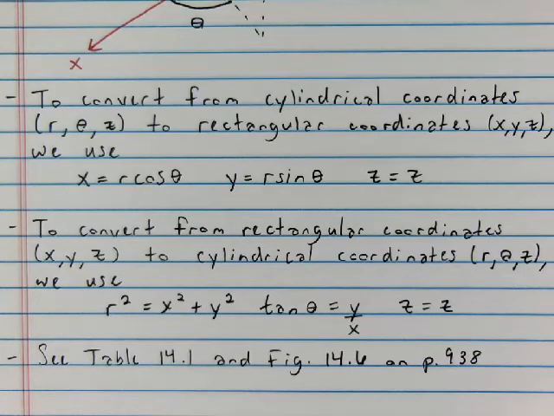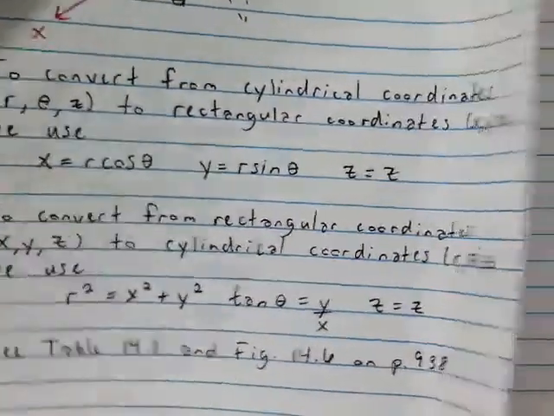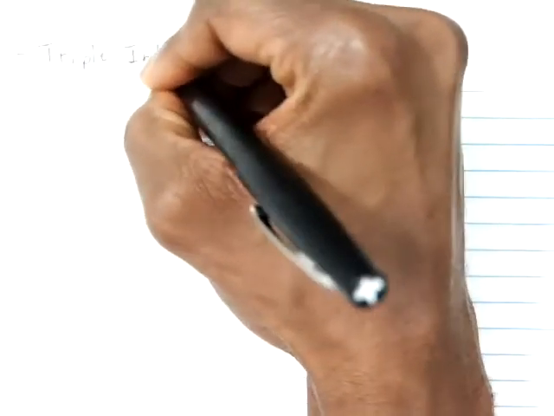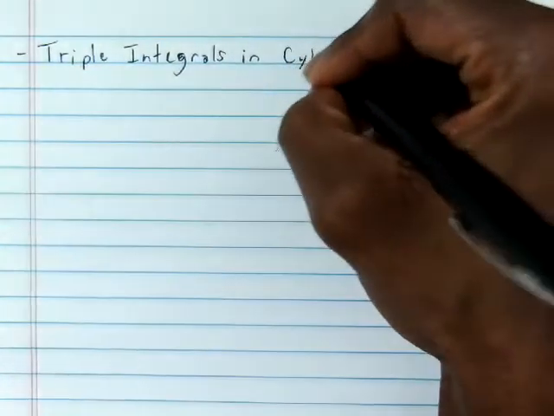All right, so now how do we set up a triple integral in cylindrical coordinates? We're basically going to combine our knowledge of the double integral in polar coordinates with our general knowledge of triple integrals, and that's how we'll set up an integral. Triple integrals in cylindrical coordinates.